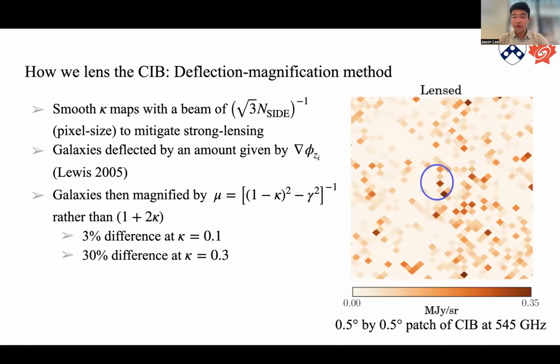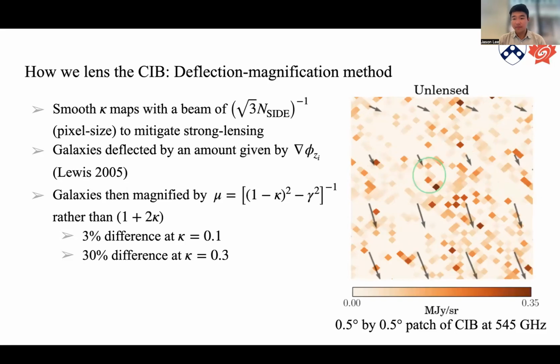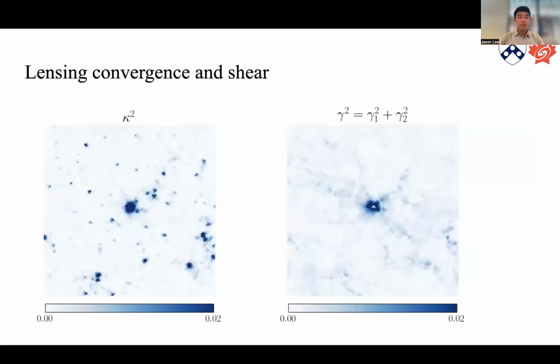Here is an animation depicting our deflection then magnification method. Here are some more visualizations. On the left, you're looking at the kappa squared, and you can see the clumps of matter. On the right, you can see from the gamma squared map that the gamma squared traces the cosmic web structure.